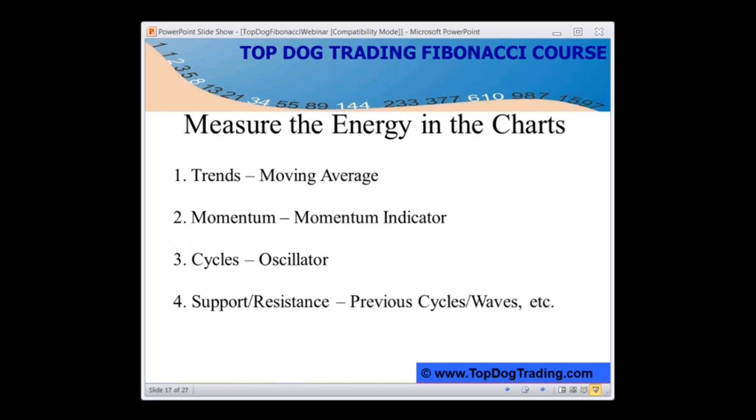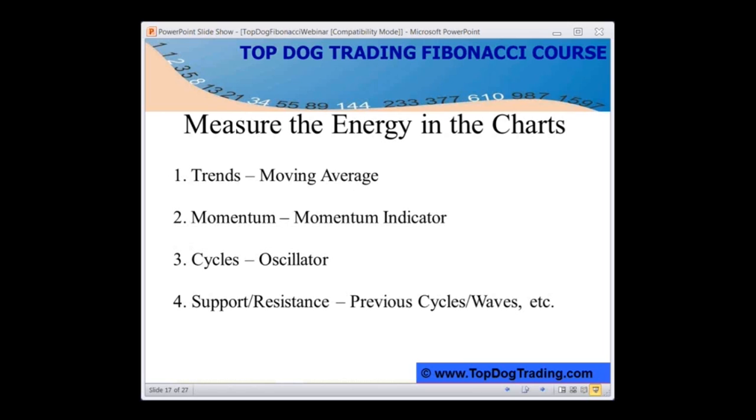Then step 4 is support resistance. Now, that's where Fibonacci comes in. As I've said, Fibonacci levels provide support and resistance, not only in price, but also in time. And that's a blockage of energy. That's a blockage of the first three energies. So that's why we need to know where support resistance levels are, and Fibonacci is one form of support resistance, or pivot levels and things like that.